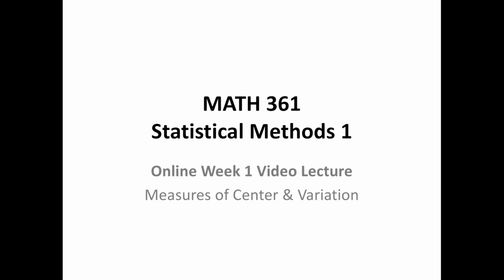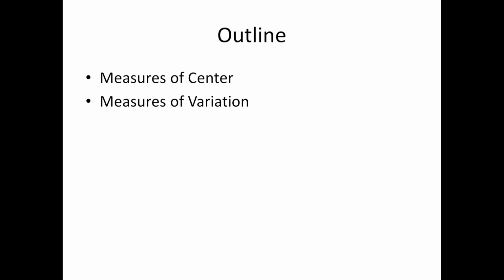We'll be covering the first part of Chapter 3 in the textbook. Our topic will be the measures of center and variation for a data set. First, we'll talk about measures of center, then we'll talk about measures of variation, and in the middle, we'll talk about how to calculate these quantities using our graphing calculators.